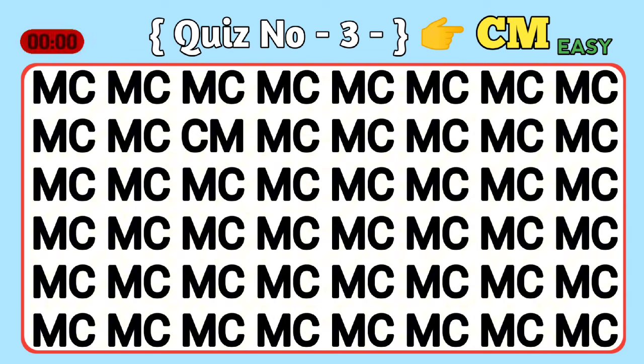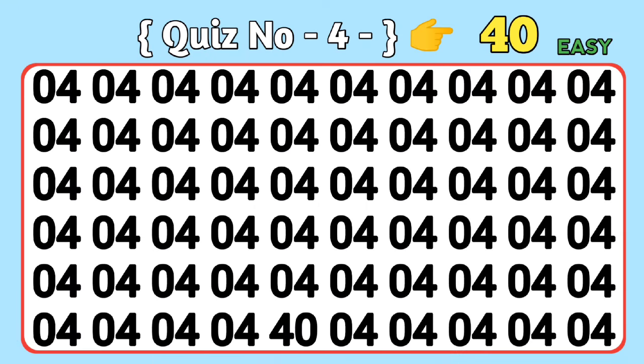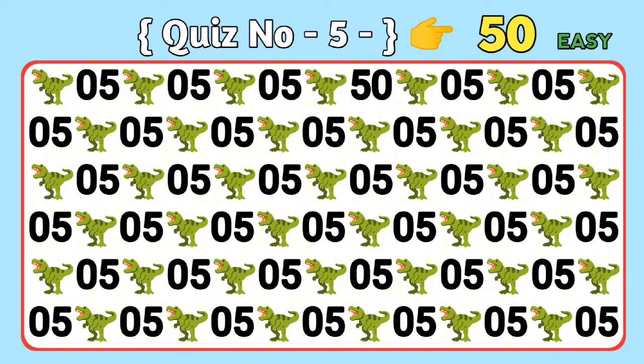Time is up. Amazing, letter is found. Next page, quiz number 4, find 40. The time is over. Wow, you are fast, eyes. Come on, genius. Next level, quiz number 5, find 50.